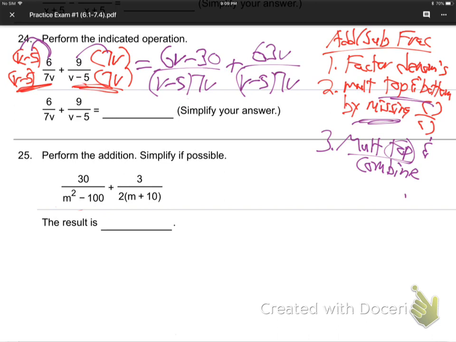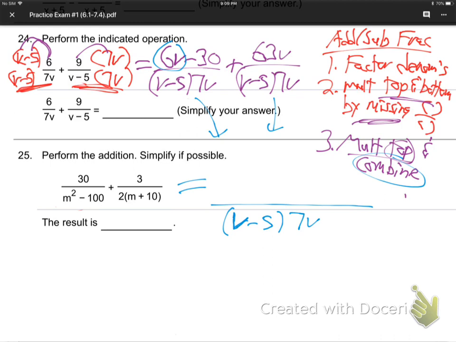So now, next step, combine. So make these into one fraction. Bring them down here. No need to have 2. They have the same denominator now, so you can combine them into one fraction. So what do we got? 6v and 63v. What's that? 69v minus 30. Like that. And let me see. I'm thinking if we can do any more. I don't really think we can.